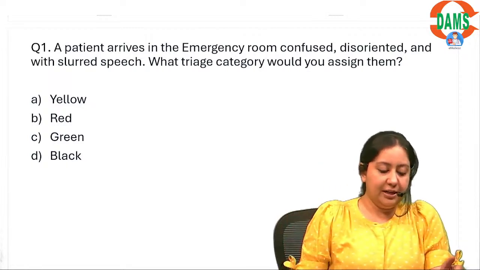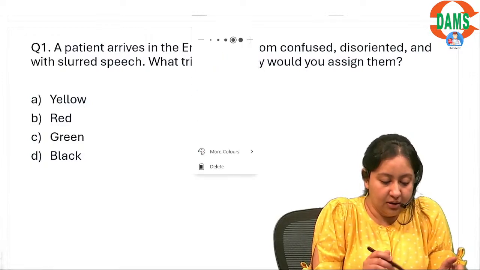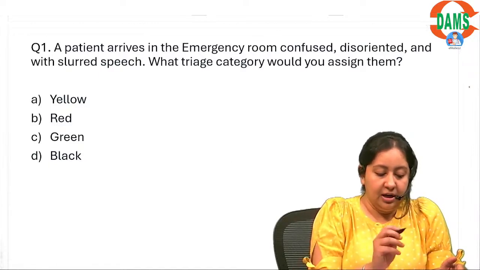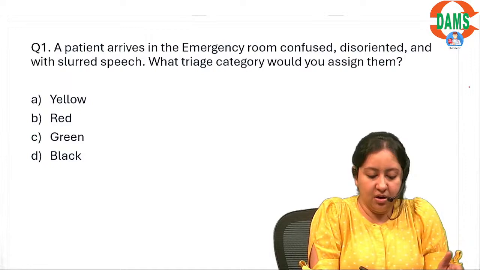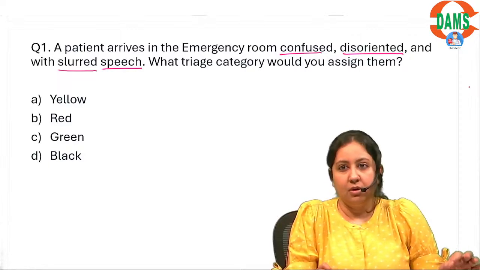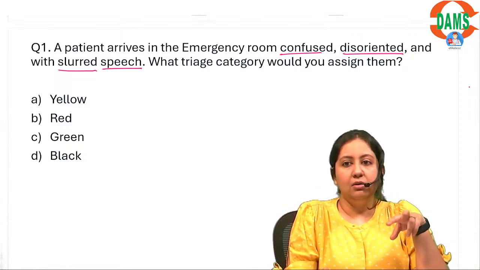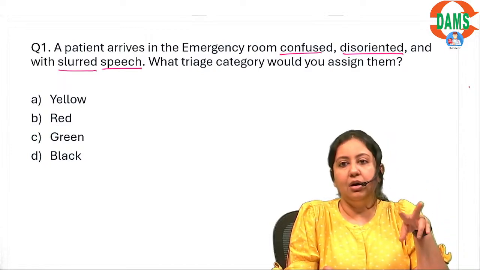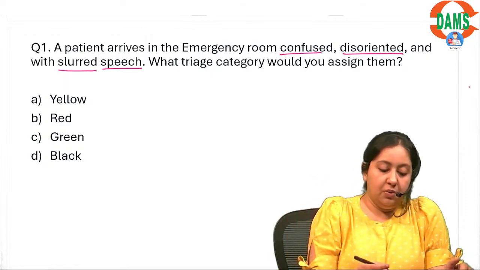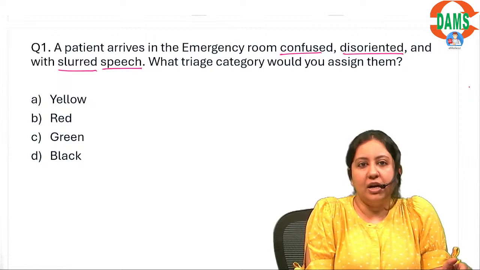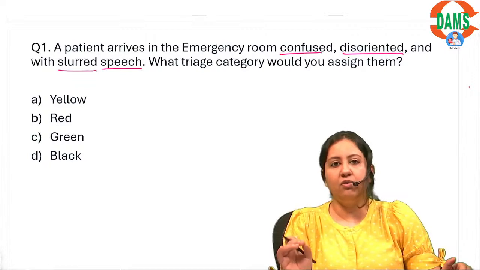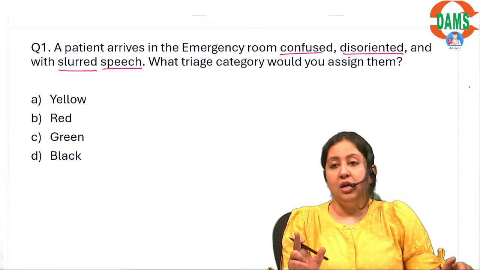Okay. Let us now have a look at the question and how we are going to interpret it. It says a patient arrives in the emergency room confused, disoriented, with slurred speech. Triage is applicable at 2 places. When a person is confused, disoriented, with slurred speech, you will mostly think in terms of a stroke.